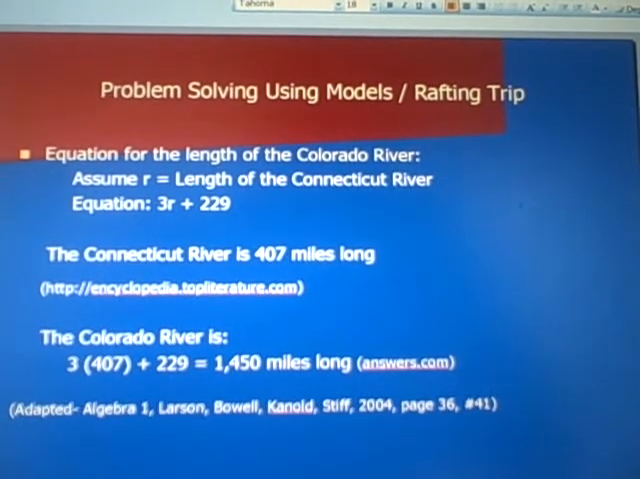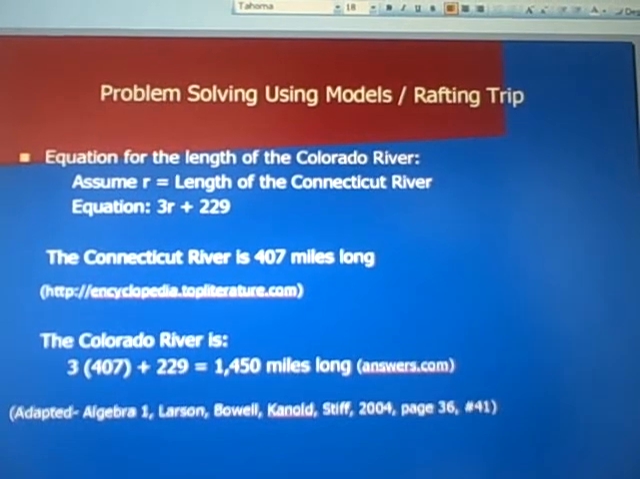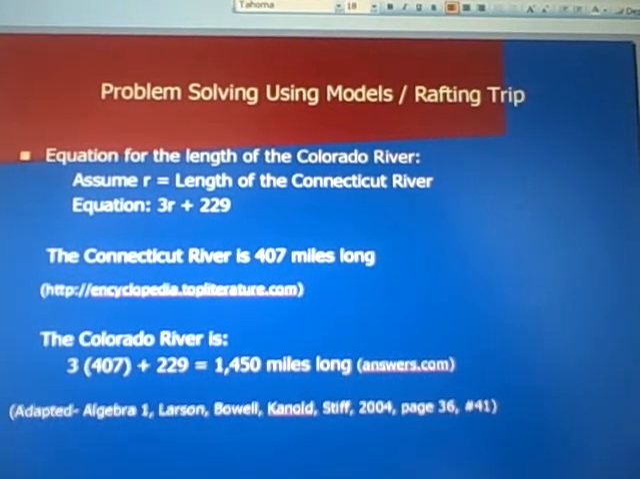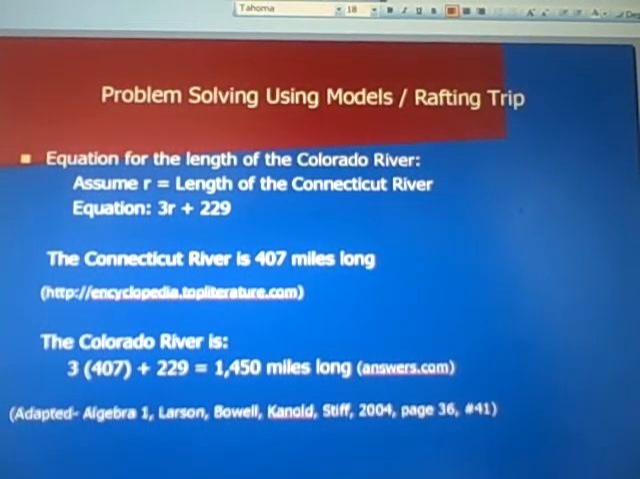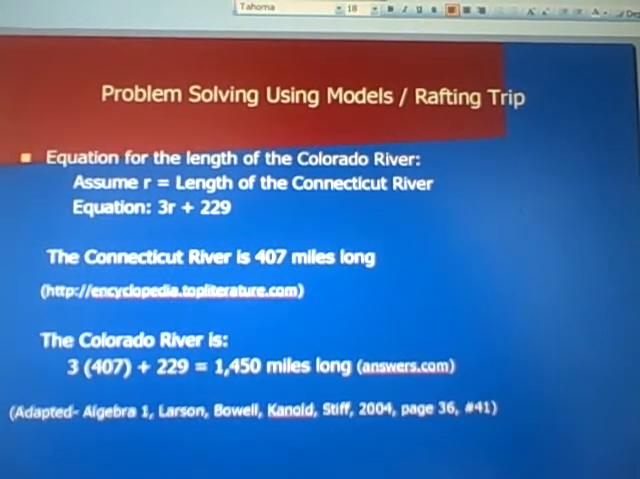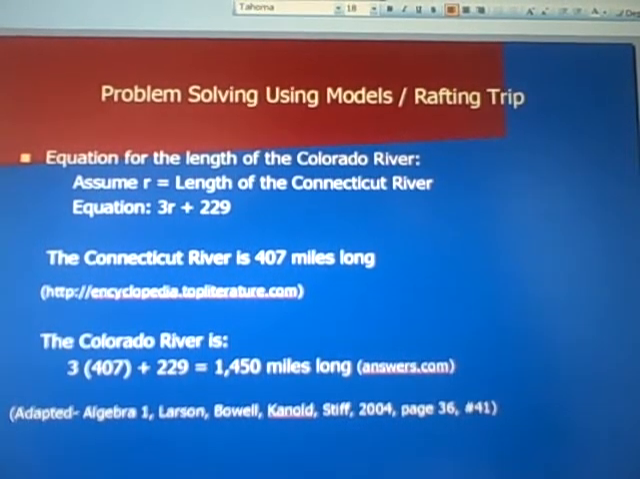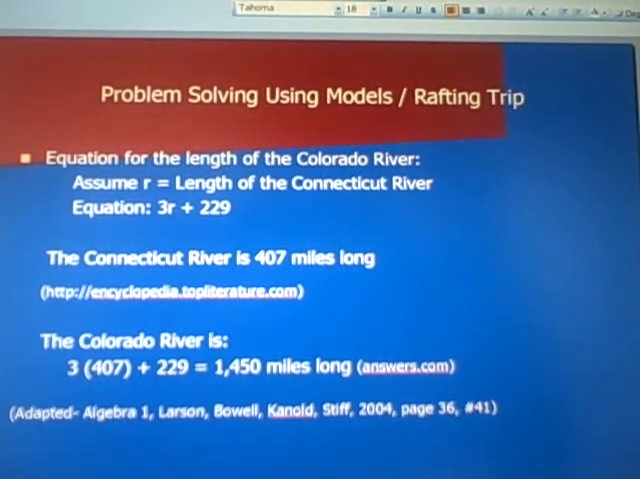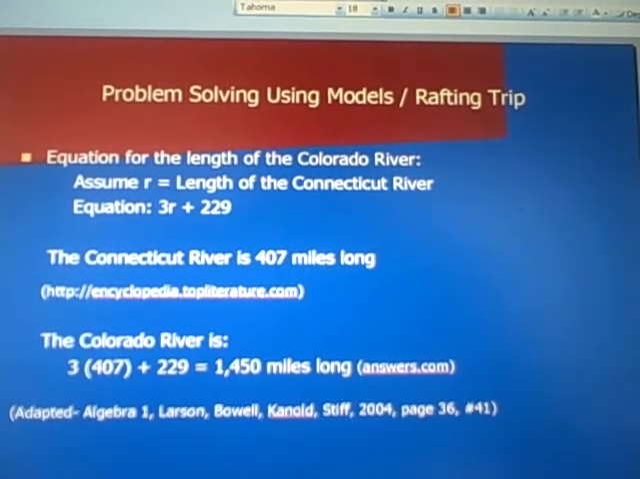Well, if you assume R is what you're trying to find out, the variable, the length of the Connecticut River, we know that 3R plus 229 is going to be the length of the Colorado. And we check the internet and find out the Connecticut River is 407 miles long. We plug in 407 for R, and we get 3 times 407 plus 229, 1,450 miles long. Now you know how long the river is, and you can plan food and lodging for your trip.